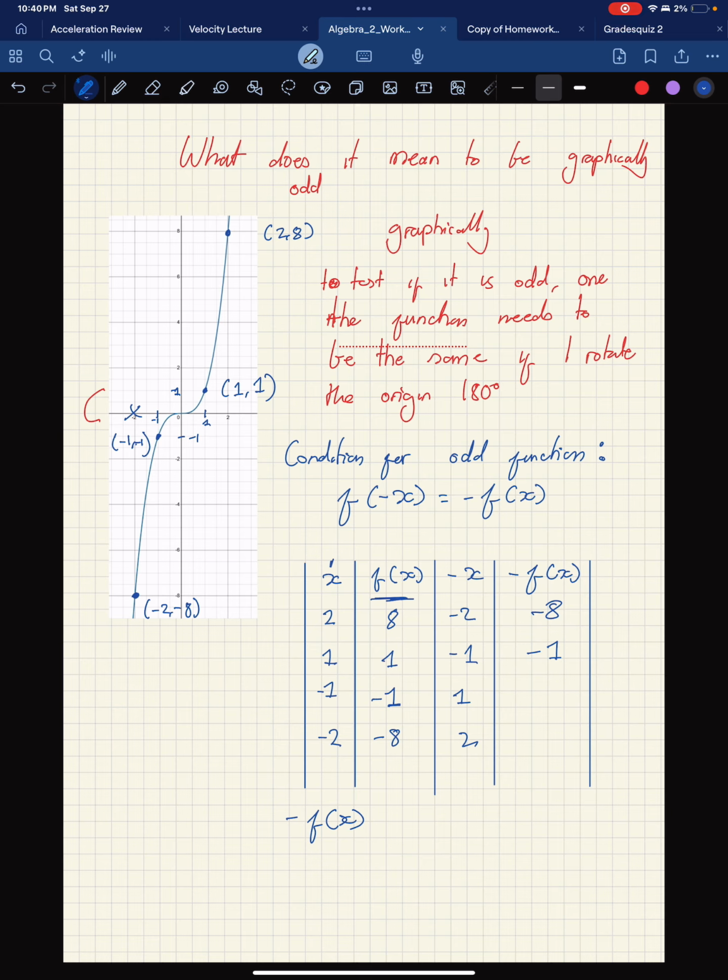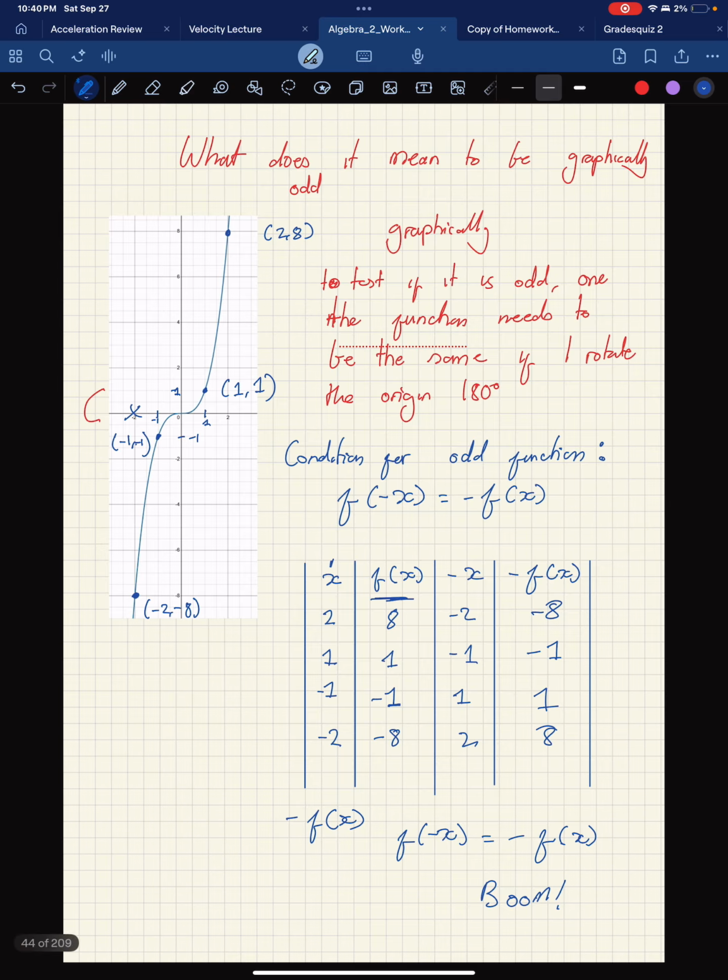over here, my former one was negative 1, but now it's just 1. And then if I go find x 2, I find positive 8, where previously I found negative 8. And boom, our condition is satisfied, because f of minus x is equal to minus f of x.